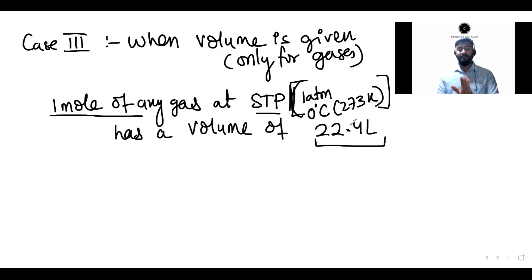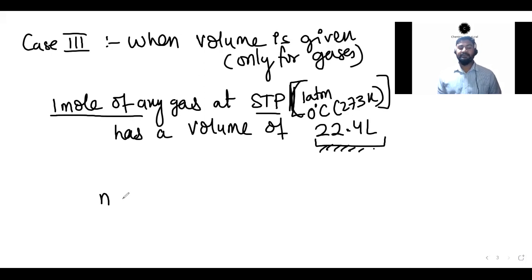It's fixed, no matter what gas you have, whether it's hydrogen, oxygen, ammonia, methane, chlorine, as tiny as helium, as big as SO3. Doesn't really matter. If the number of moles is 1, volume will be 22.4. Please remember this. Okay, now question, how to find moles?